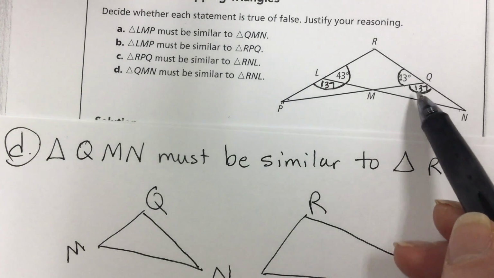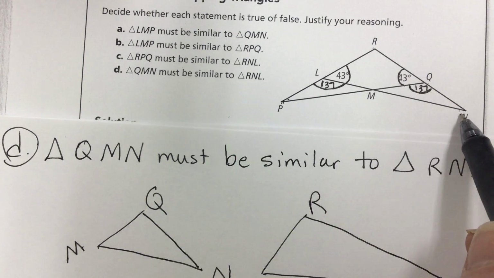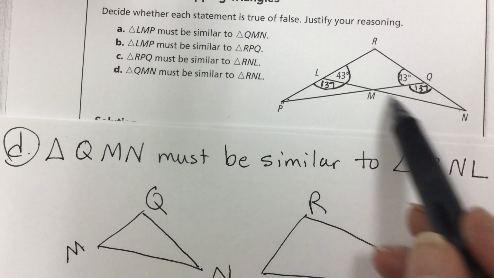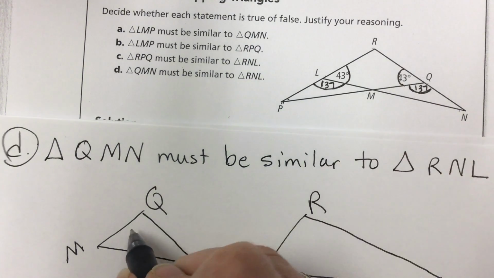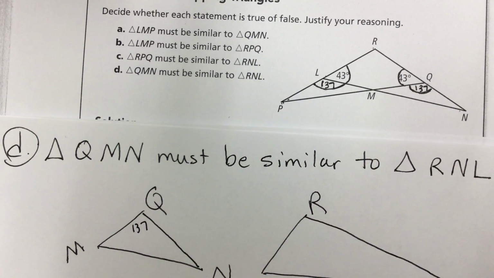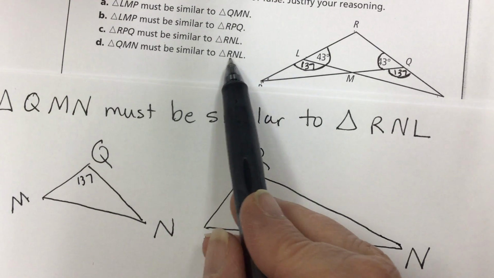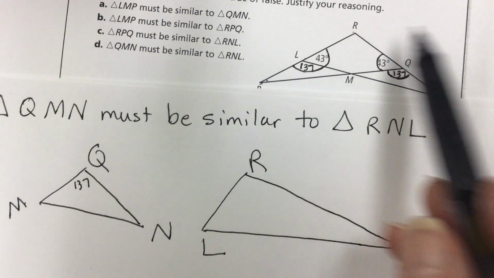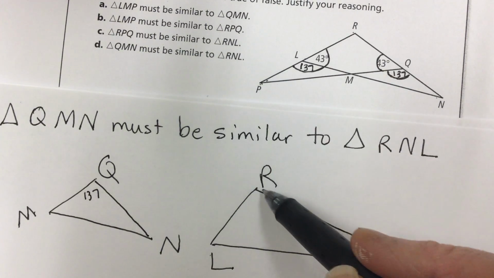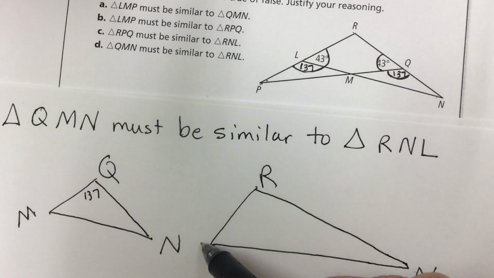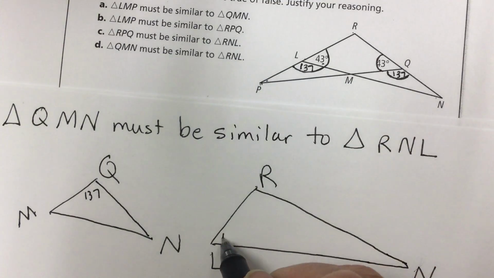And last, let's look at D part. D part, QMN, the little small triangle, QMN. I know that Q is 137. Okay, all right, and we're needing to know if it's similar to RNL, R to N to L, this larger triangle, RNL. I do know that L is 43.